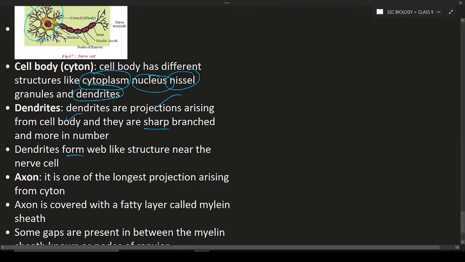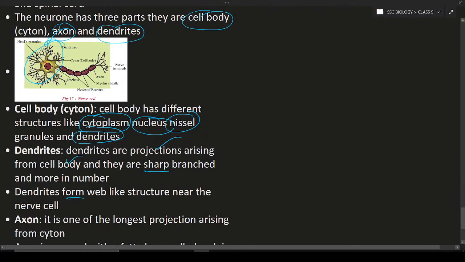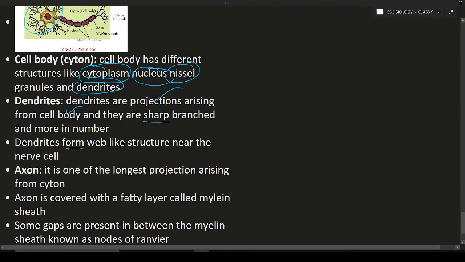Next is the axon. What is the axon? It is the longest projection. Can you see a tail-like structure coming from the head? This tail-like structure is the axon. It is the longest projection when compared to the dendrites. This axon is covered with a fatty layer, the brown-colored layer, which is known as the myelin sheath.